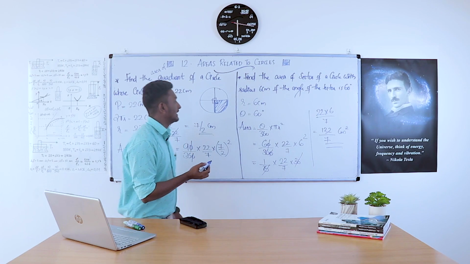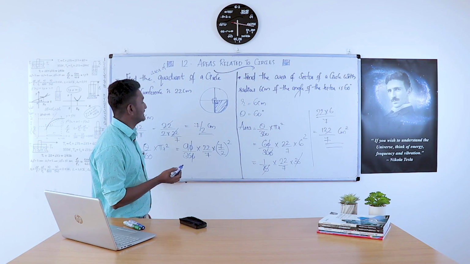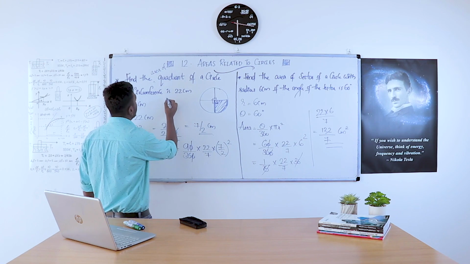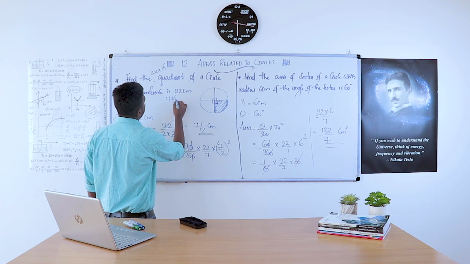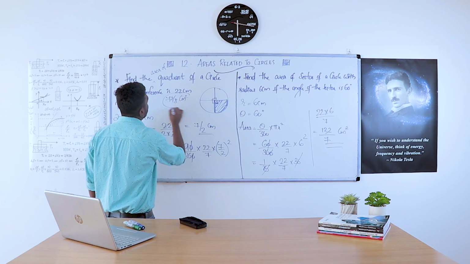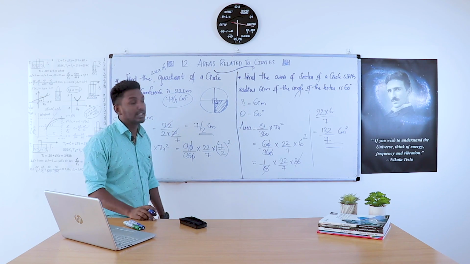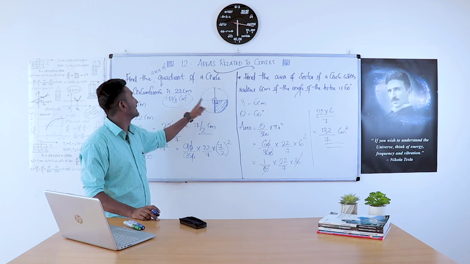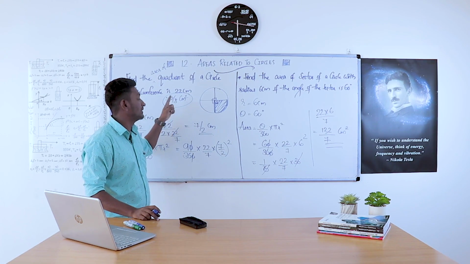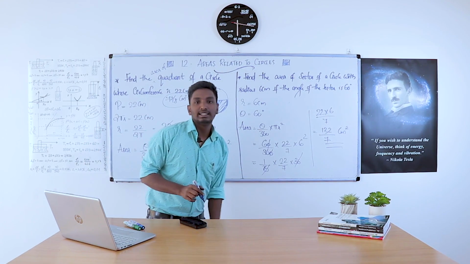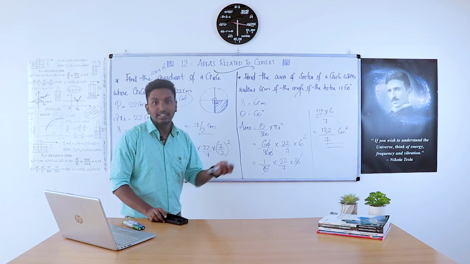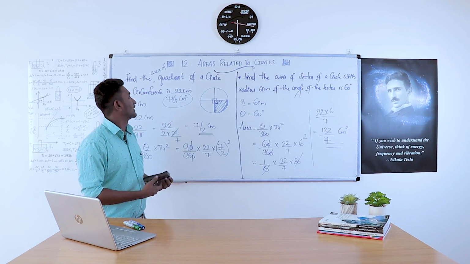So this is the area. In the previous case also the answer is 77 by 8 centimeter square. The unit is centimeter square because it is the area. So the area of the sector in the previous case is 77 by 8 centimeter square. Here it is 132 by 7 centimeter square.